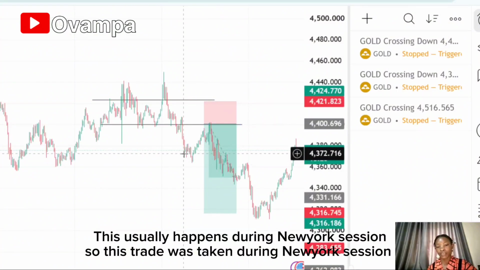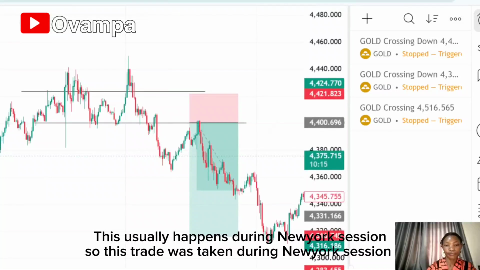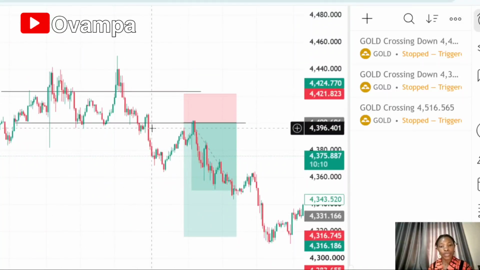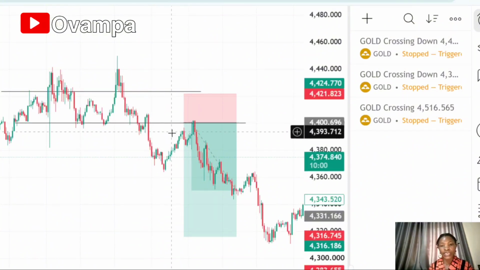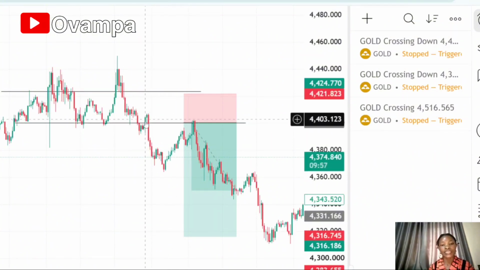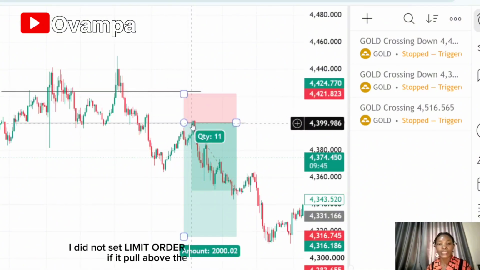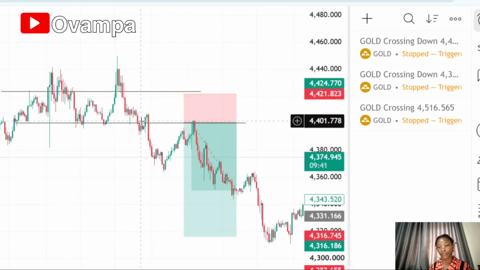So you can always remember this. So now let's just zoom here. So this was my marking. So when price pushed here, I had to set alert here so that if price comes back to test the consolidation again, I'm going to immediately place a sell and put my stop loss above the consolidation level. Because if price again pushes above here, that means they now want to reverse.